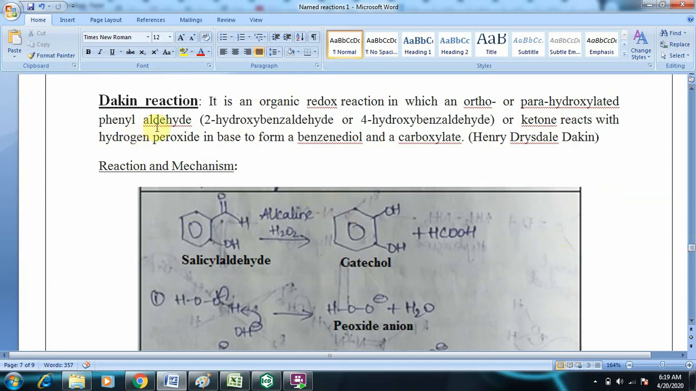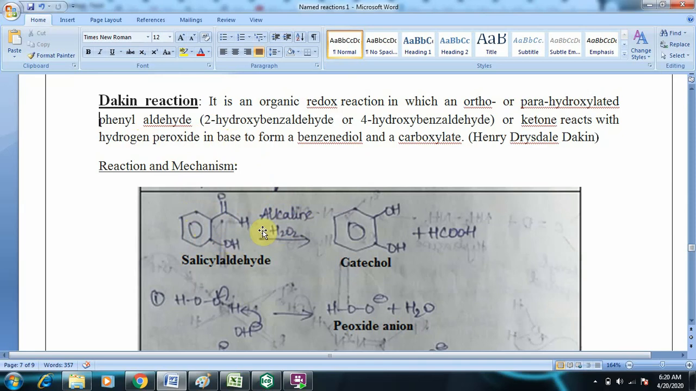So we will go through the reaction. As we said, the Dakin reaction involves conversion of an aldehyde or a ketone to an alcohol. As you can see here, this is salicylaldehyde, that is ortho-hydroxybenzaldehyde. The substrate should contain an ortho or parahydroxylated derivative, and here we have an ortho-hydroxy derivative, also called salicylaldehyde. The reagents are hydrogen peroxide, H2O2, and base, that is an alkaline solution. You can take sodium hydroxide or potassium hydroxide.